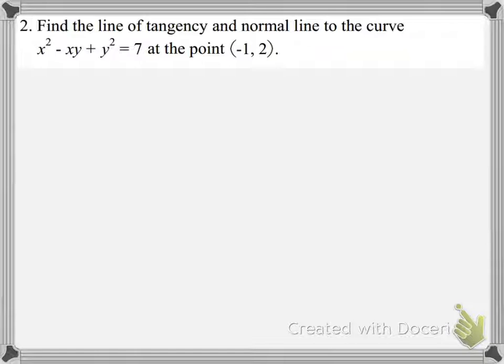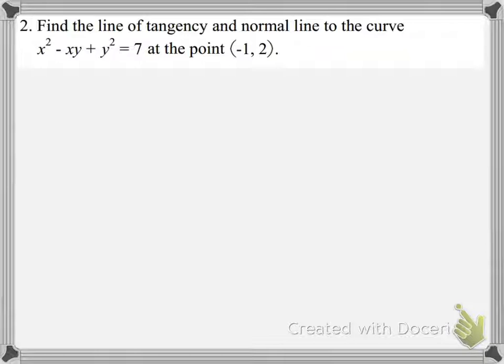How do you find a line of tangency? Derivative. And what does normal line or what does normal mean? It means the slope that's perpendicular. So if I'm given one slope, it's perpendicular or it's normal to that slope. It's going to be negative reciprocal. All right, so let's go ahead and continue on with example number 2.